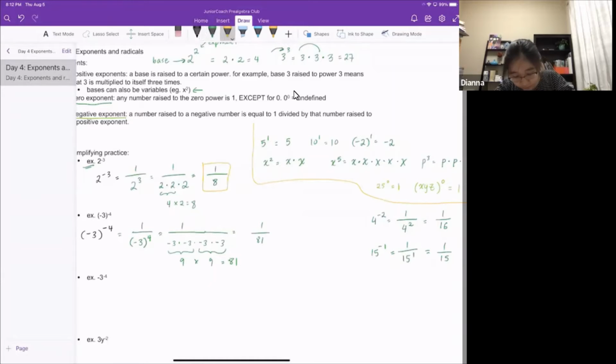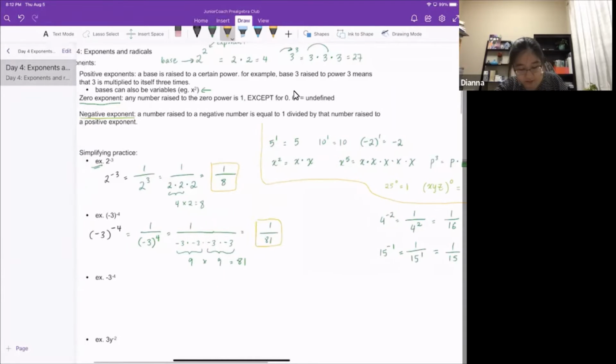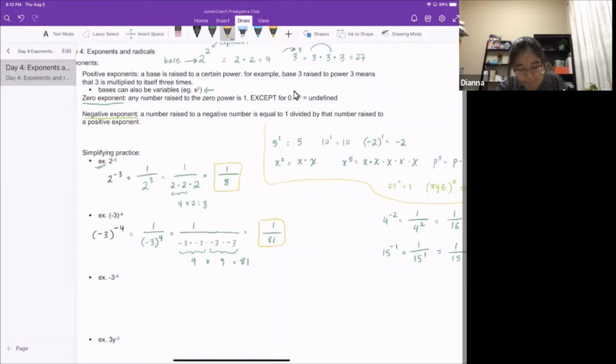So notice how we had two negatives at the beginning of the problem, but I got rid of this negative first by sticking the whole thing in the denominator, right? And then I took care of the negative inside the parentheses. So right here, we have to make sure that each 3 is carrying a negative. That's really important. And that's what these parentheses mean. When you have those parentheses, that means it's -3 multiplied to each other 4 times.